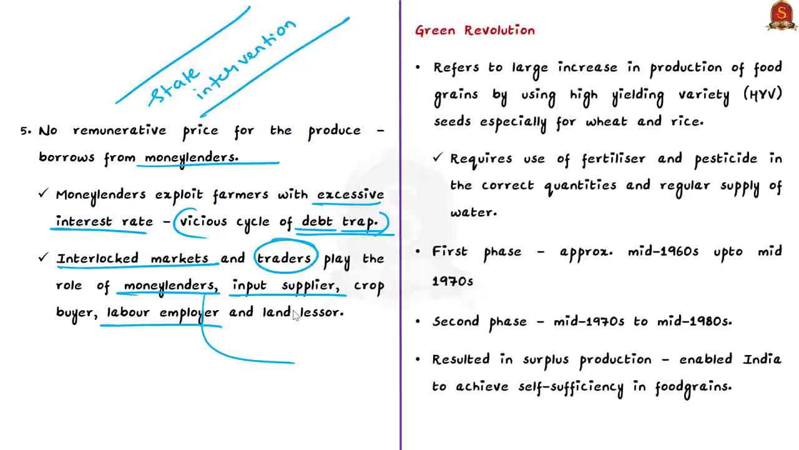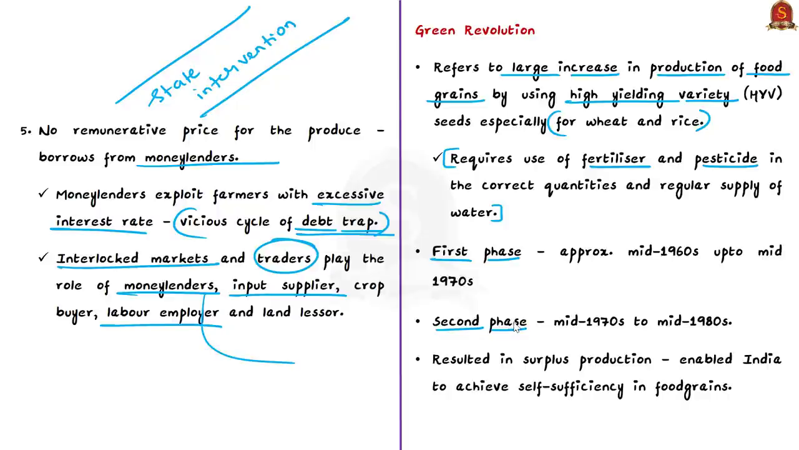See, the Green Revolution was a new strategy that was adopted in agriculture, and it refers to a large increase in production of food grains because of the use of high yielding variety seeds, particularly for wheat and rice. The use of high yield variety seeds required the use of fertilizer and pesticide in the correct quantities along with regular supply of water. The first phase of the Green Revolution was approximately from mid-1960s up to mid-1970s, and the second phase was from mid-1970s to mid-1980s.